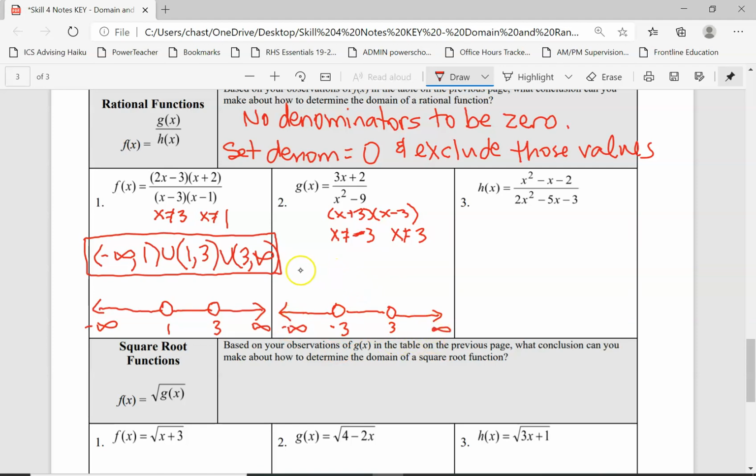So when I write my intervals, I have negative infinity to negative 3. Then I have negative 3 to 3. And then I have 3 to infinity. Okay?